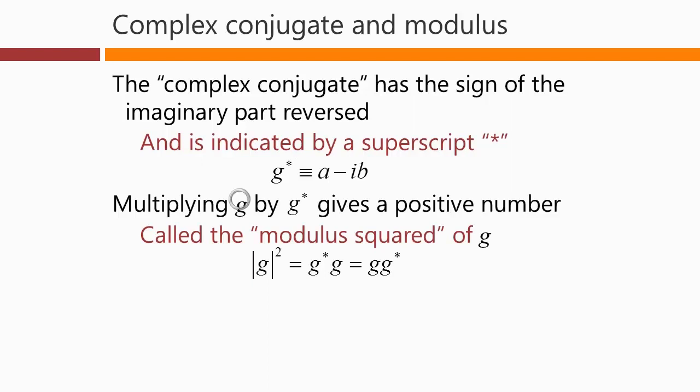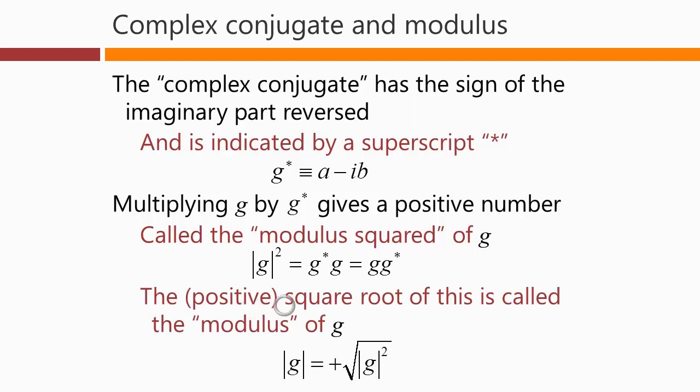Now, multiplying g by its complex conjugate gives us a positive number, which is called the modulus squared of g. And the positive square root of this modulus squared is called the modulus of g. So this is the modulus squared. It's g times its complex conjugate, either way around, it doesn't matter. We use these two vertical lines, which are often used to represent a modulus, and the square, of course. And as I said, the positive square root of this product we would call just the modulus of g.